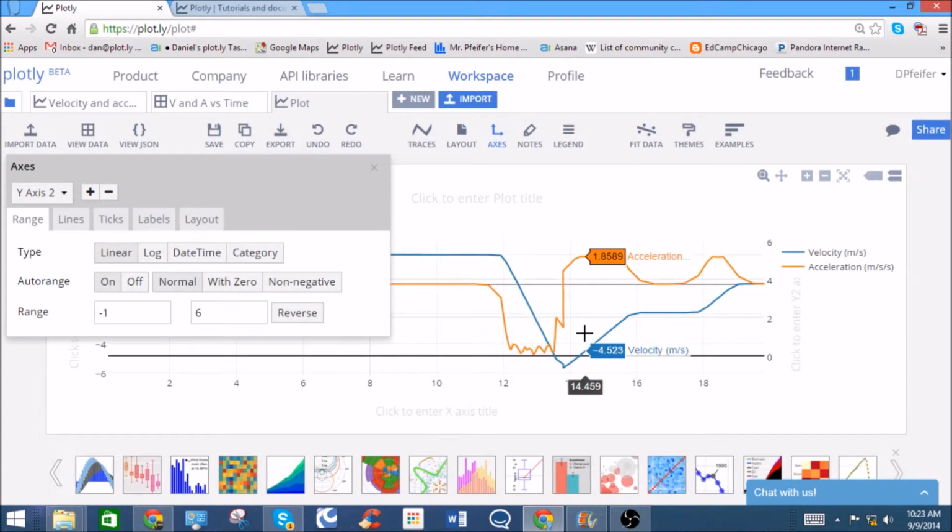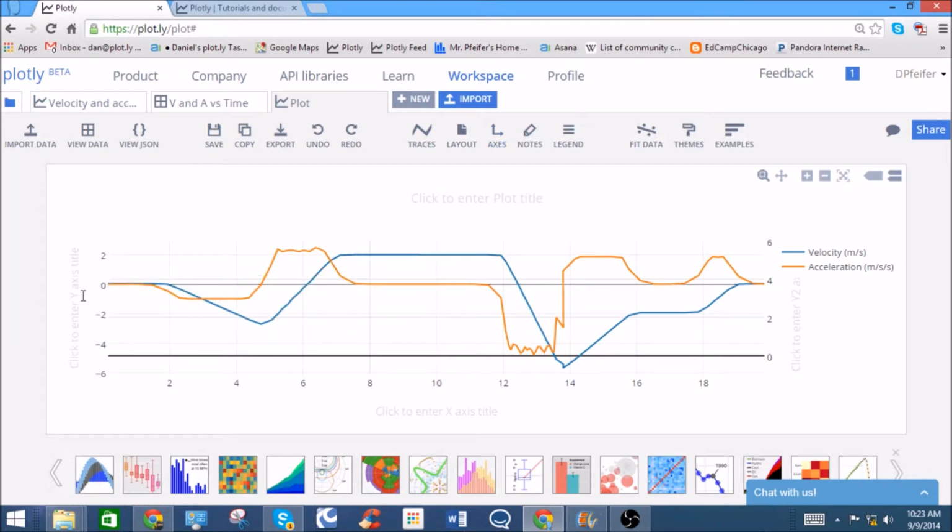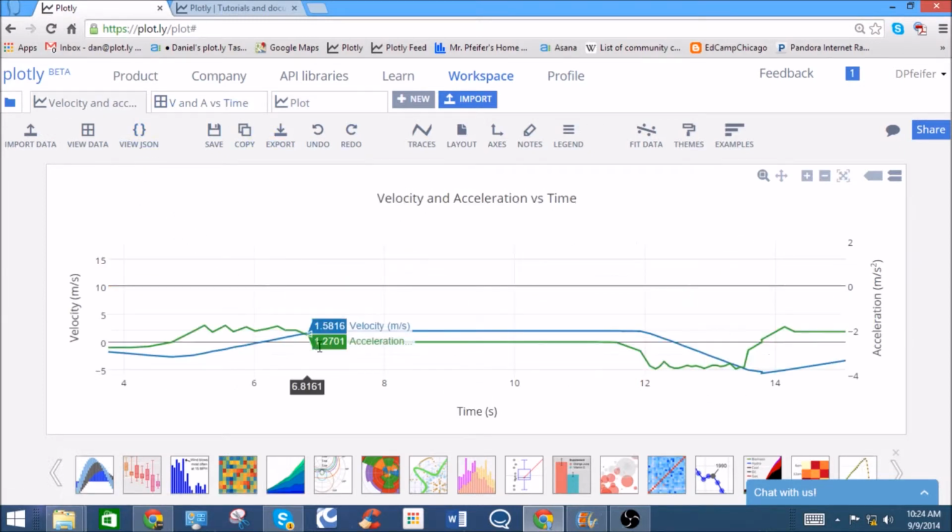We could also stack the plots on top of one another. In this case, I like the superposition. Now we can rename our axes and our title accordingly to get something that looks like this.